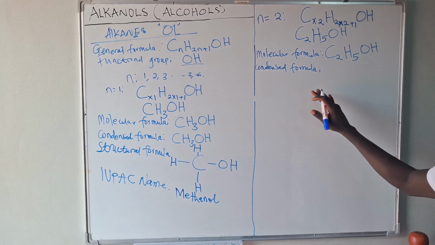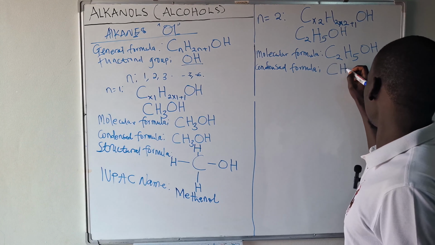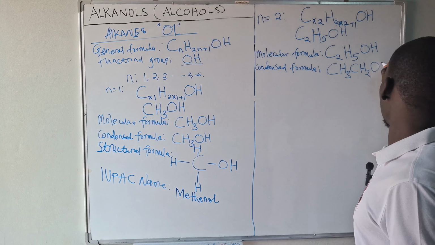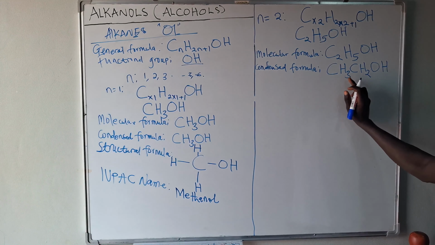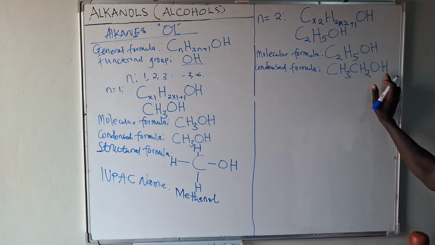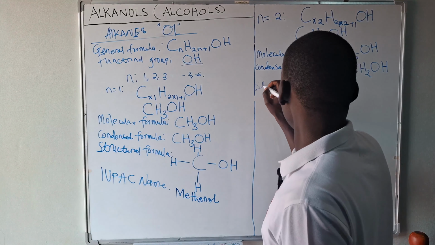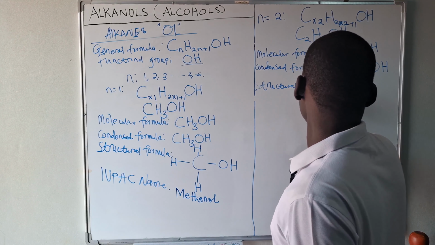So the condensed formula here is going to be CH3CH2OH. When you look at it, it's just the same. We shall have 3 plus 2 plus 1, we shall have 6, which is the same as this. So let's write this one structurally. How can we come up with it structurally? So we shall have the structural formula.